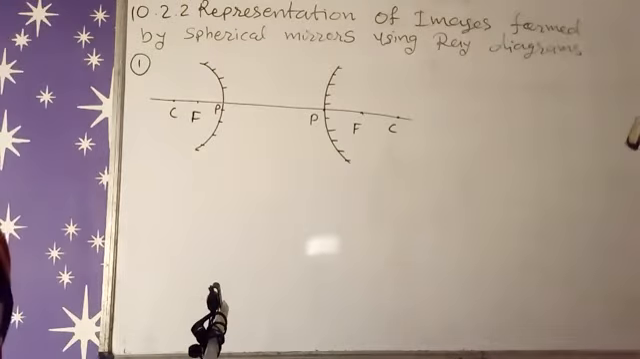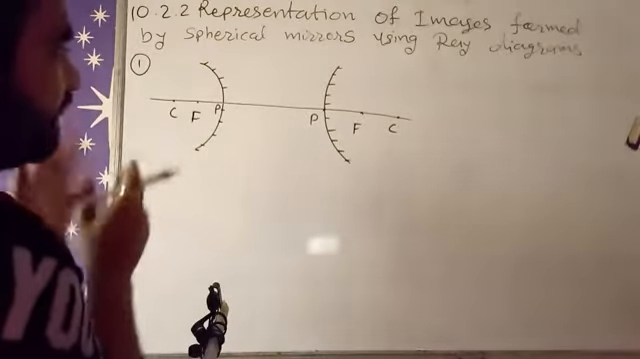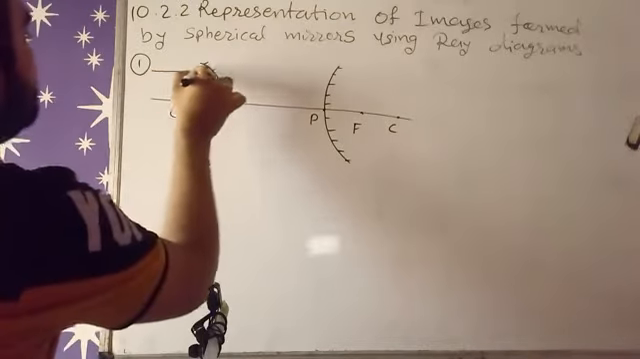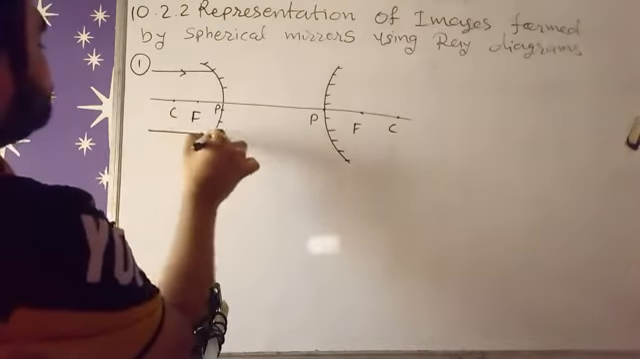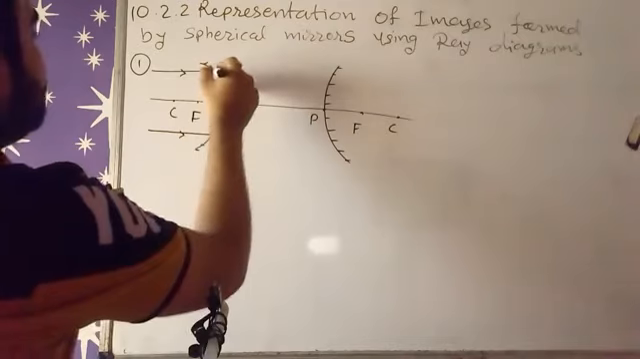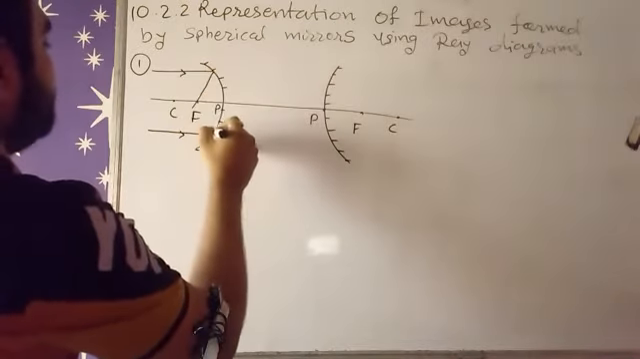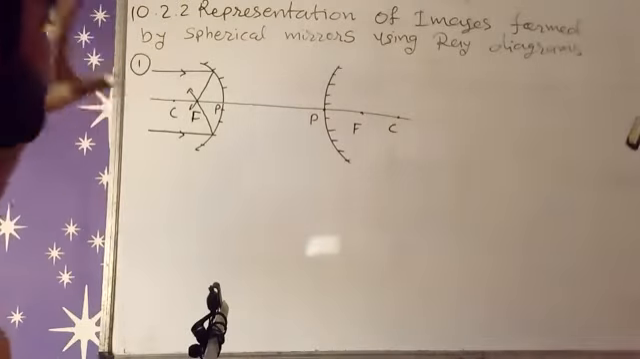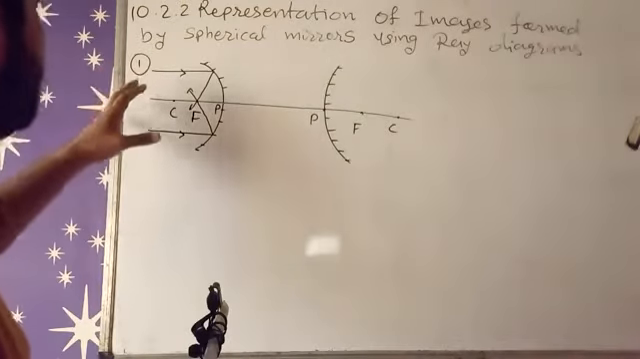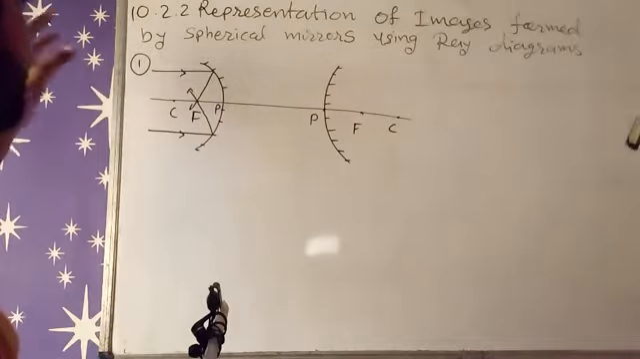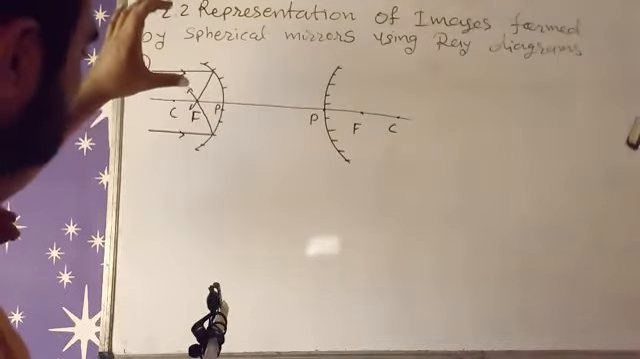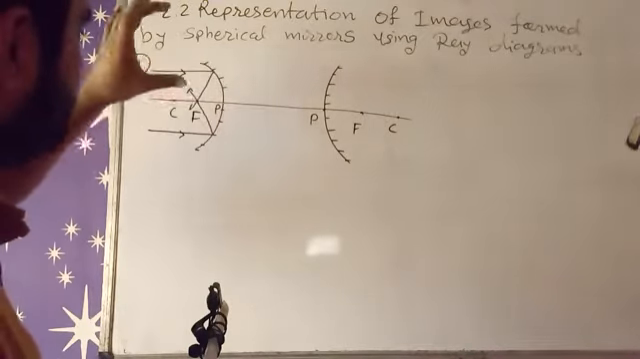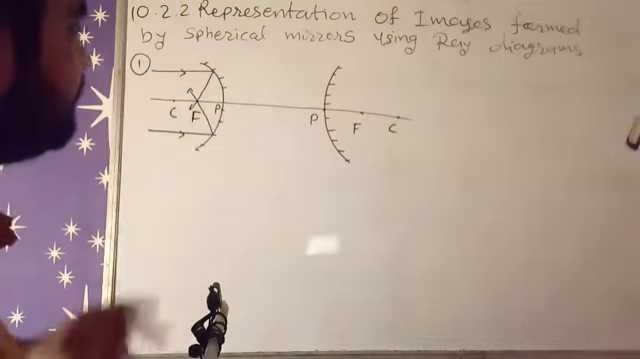Now what happens, our object is at infinity, that's why the lines are parallel with each other, and when they are reflected from the surface, they pass through the F point. So this is the characteristic: whenever light rays are coming from infinite distance, they reflect back, and that reflected ray is passing through the principal focus point.